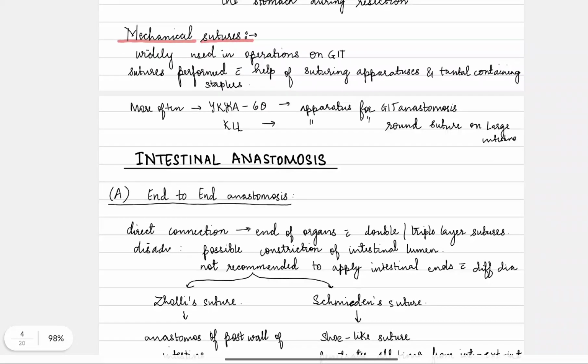Next is mechanical suture, widely used in operations on the GI tract. Suture is performed with the help of suturing apparatus and tantalum-containing staplers. More often, the UKL-60 apparatus is used for GI anastomosis and the KC apparatus for round suture on the large intestine.